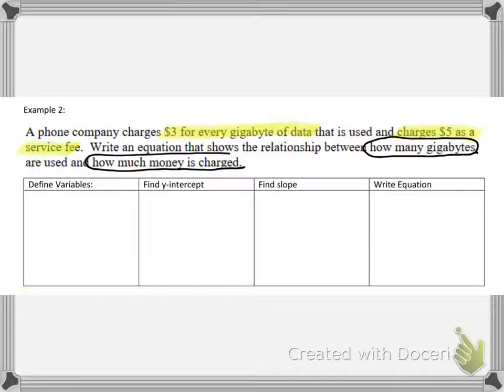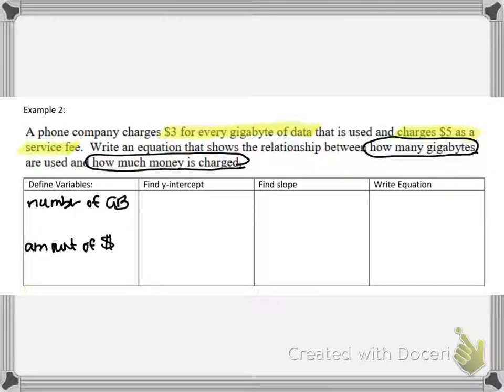of money that's charged. So we need the number of gigabytes of data, and then we need the amount of money that we're paying. And let's just, for right now, leave off which one is x and which one is y. We'll just leave that as sort of a question mark, and then try to find our y-intercept and slope, okay?